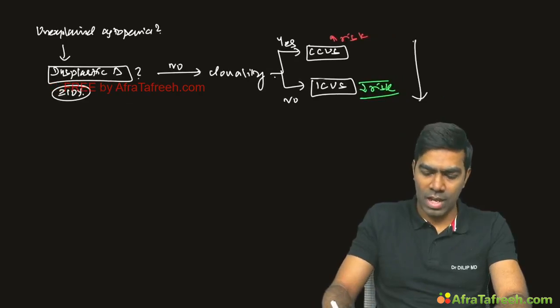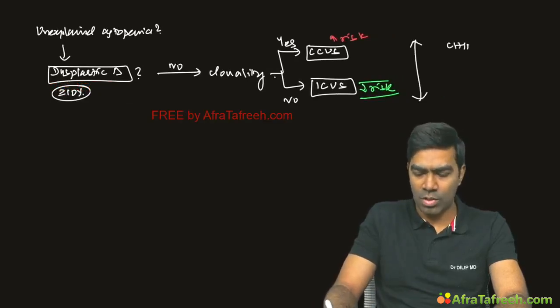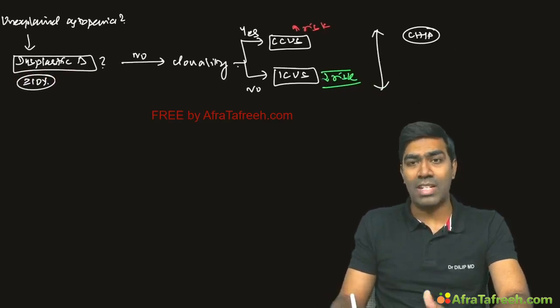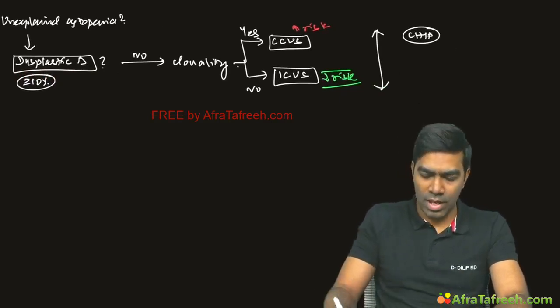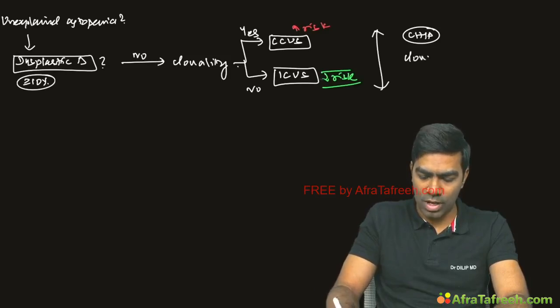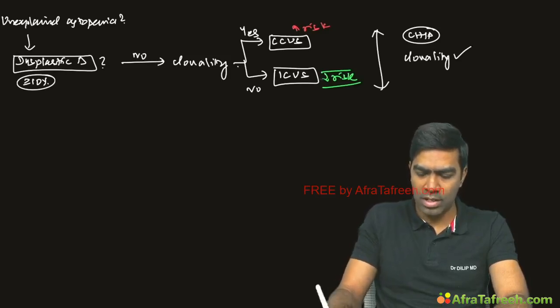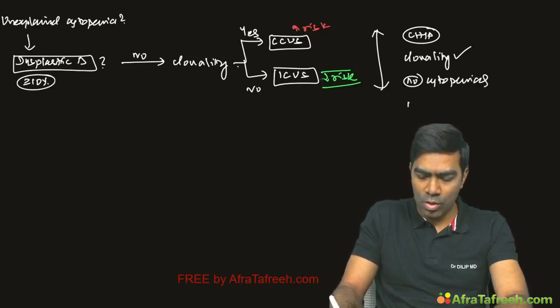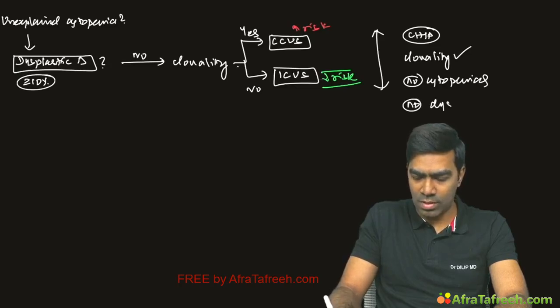On top of that, we have another important terminology called CHIP, that is clonal hematopoiesis of indeterminate potential, where you're going to have evidence of clonality, but you don't have cytopenias. No cytopenias and no dysplastic changes as well.